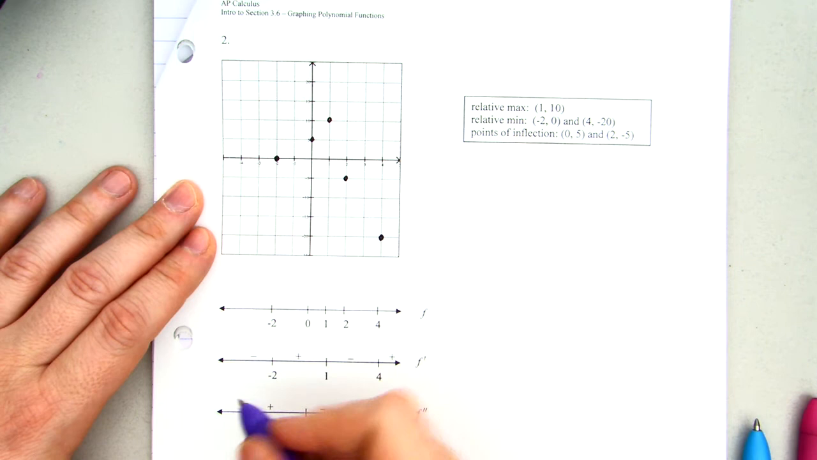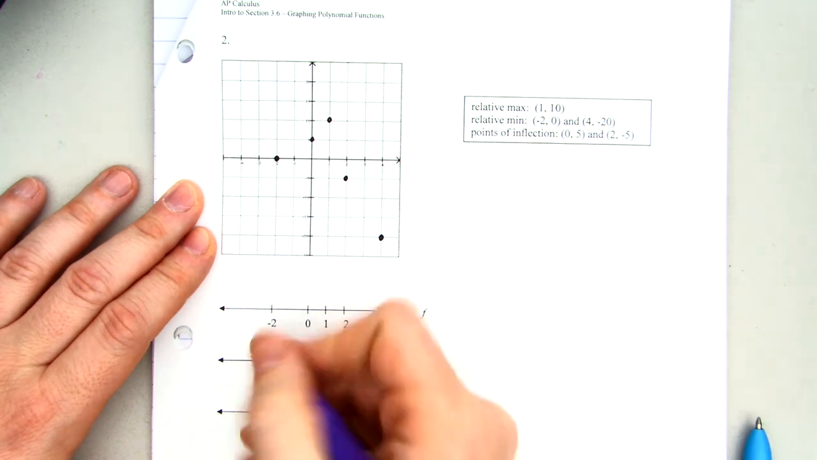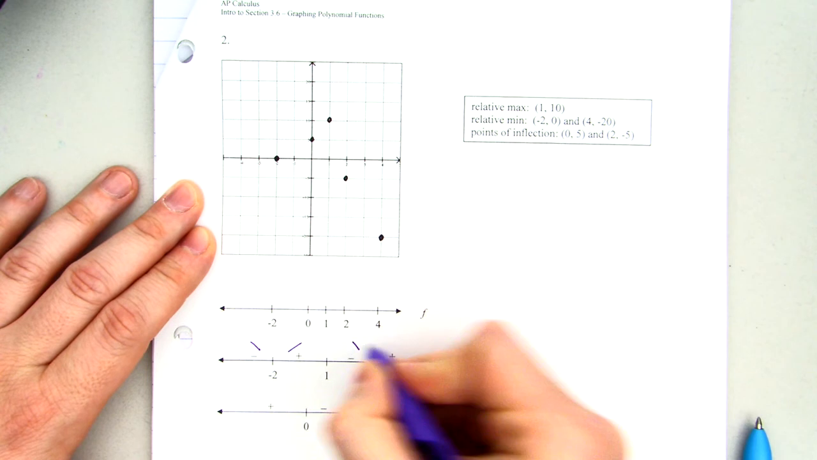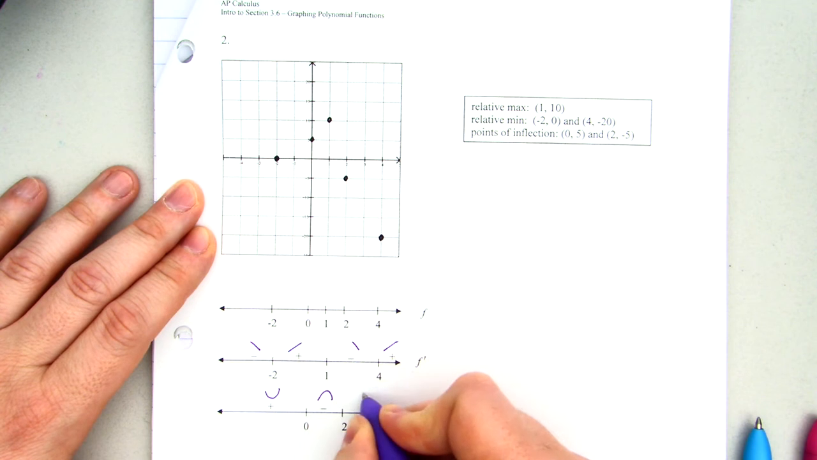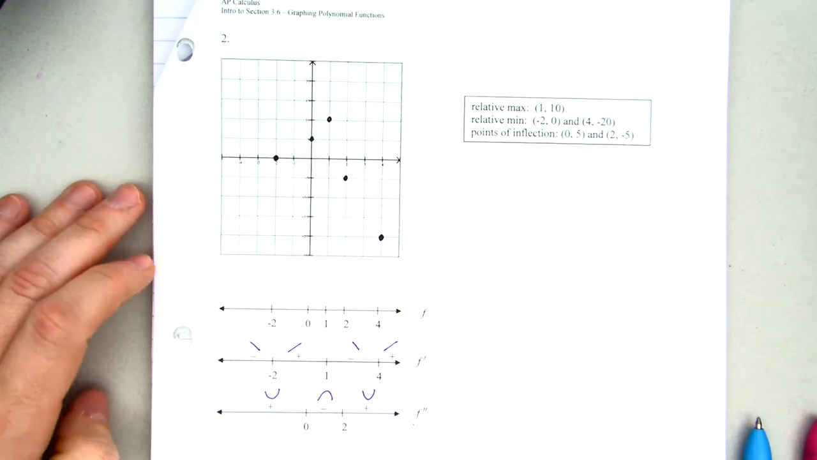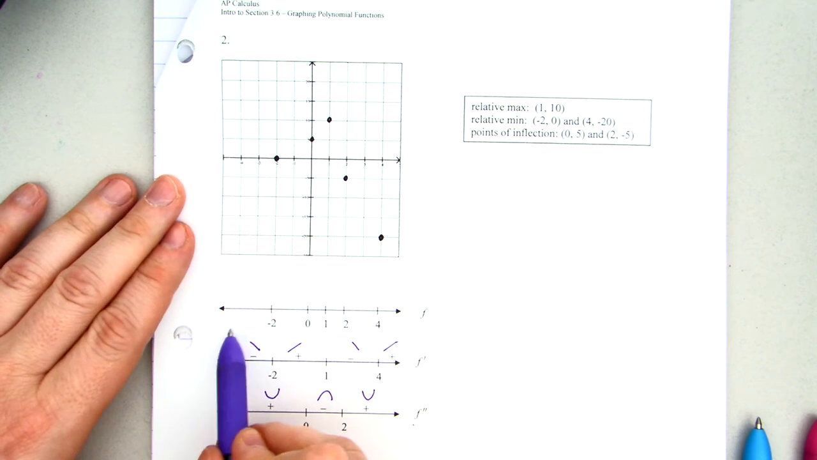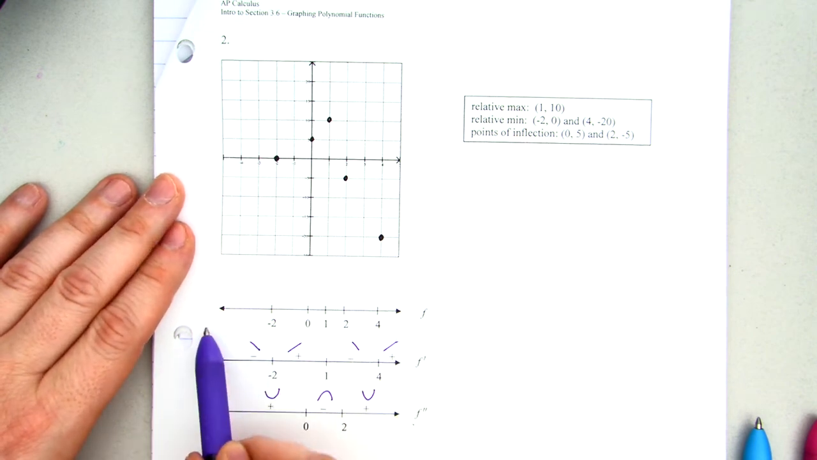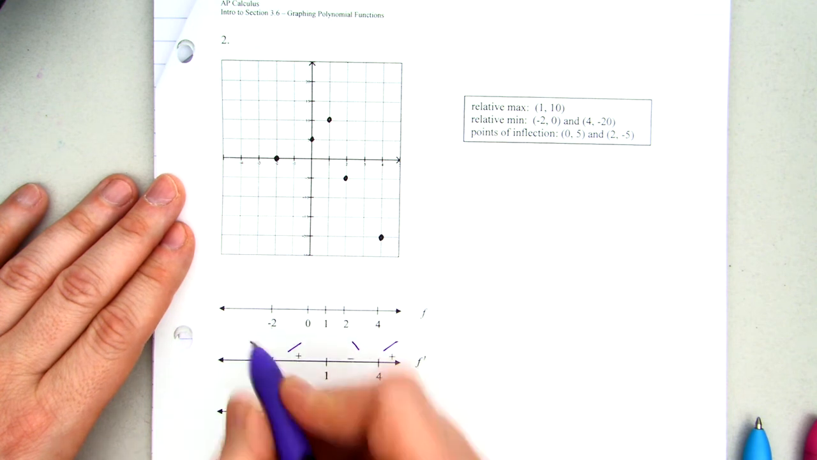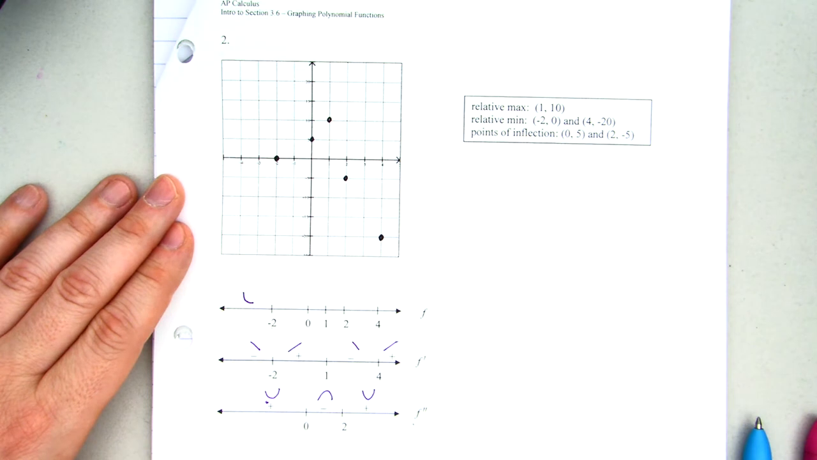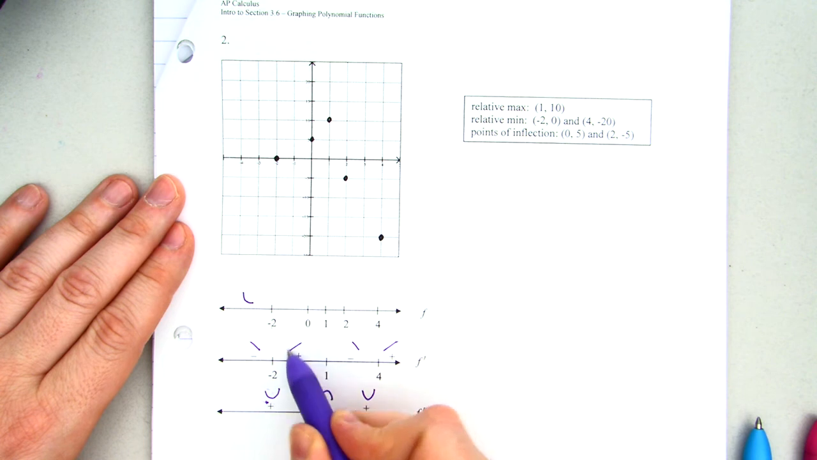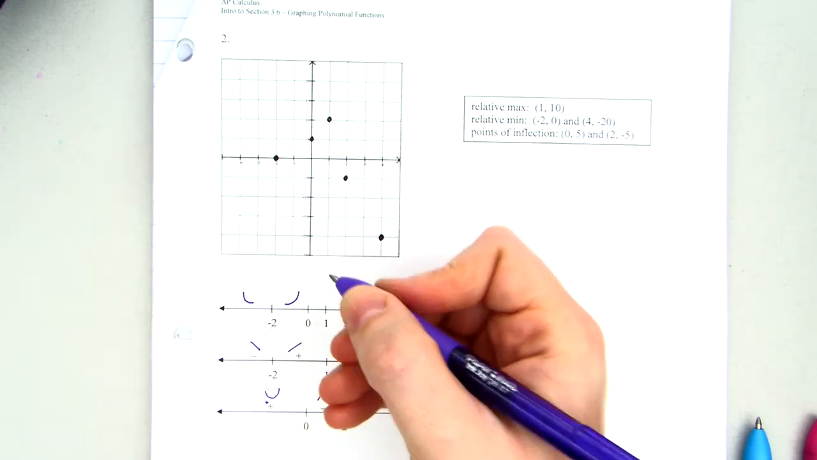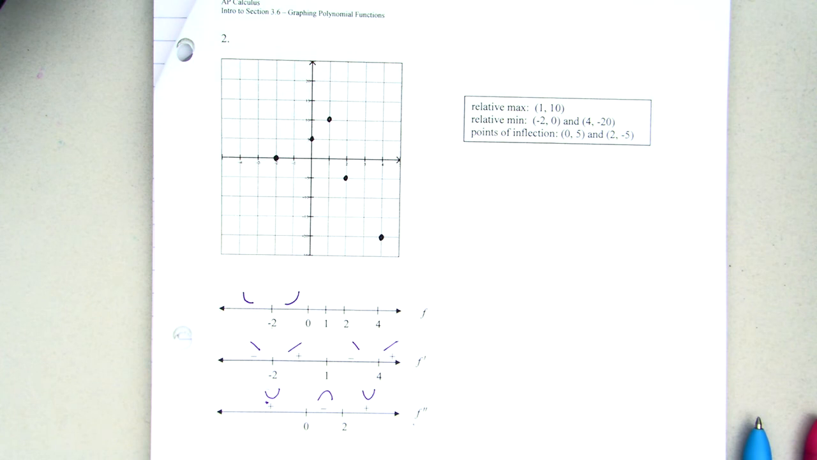Filling in the number line, I should have symbols like this. I want to be decreasing, increasing, decreasing, increasing. I want to be concave up, concave down, concave up. Let's see what we can do on our number line. Until I get to -2, I want to be concave up, decreasing, so it should look like this. From -2 to 0, I want to be concave up, increasing, so it's going to take on a shape like that. See if you can fill in the rest of that top number line.